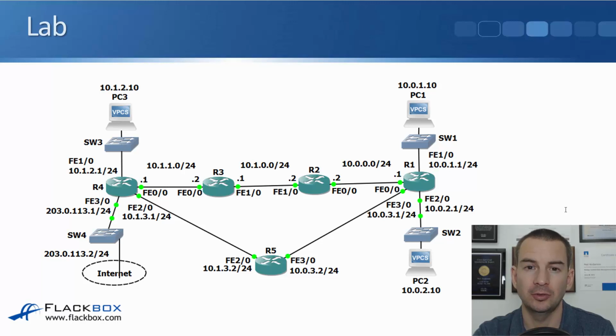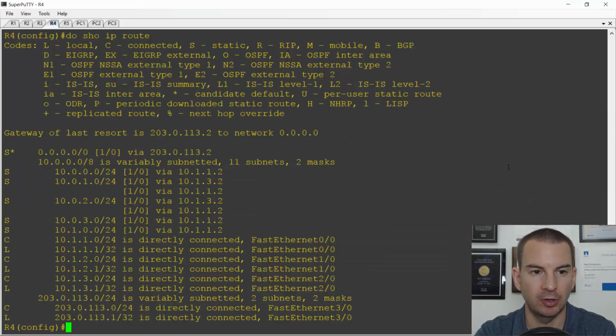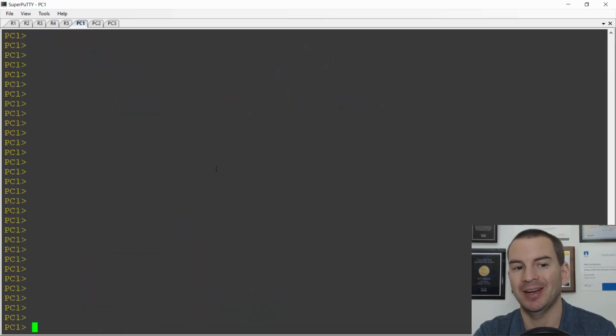So let's go back to the command line to verify that. So I'll go on to PC1. Now, I don't actually have internet connectivity in my lab here, so I'm not going to be able to ping an address on the outside, but I'll be able to verify the path as far as R4, and I should see half of it going over the top half and half of it going over the bottom path.